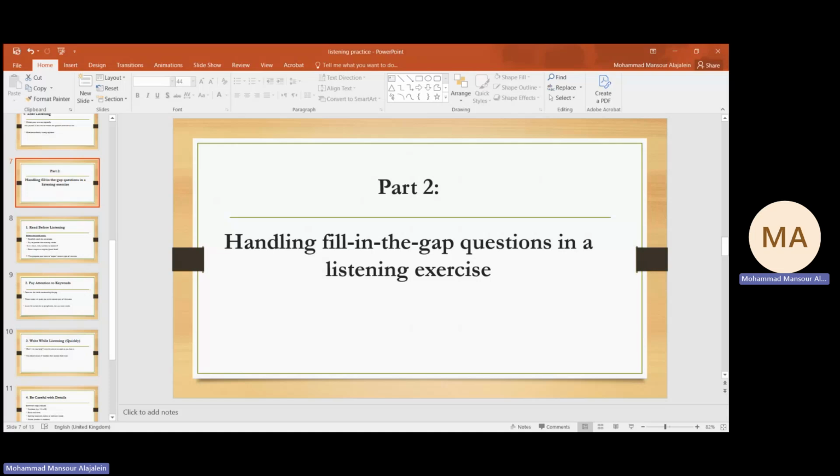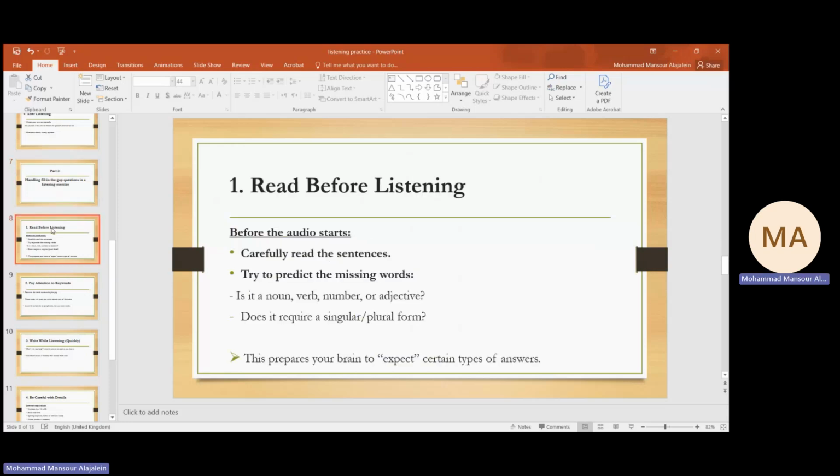Okay, let's come to the second part, handling fill in the gap questions and listening exercises. Before you listen, carefully read the answers. Usually we have answer books with some words or some phrases. Read them carefully. Try to predict the missing words.